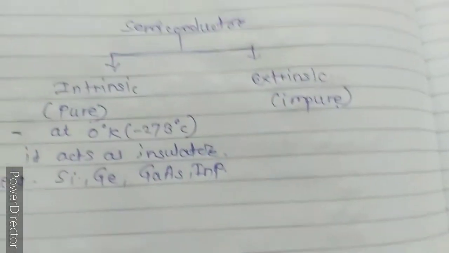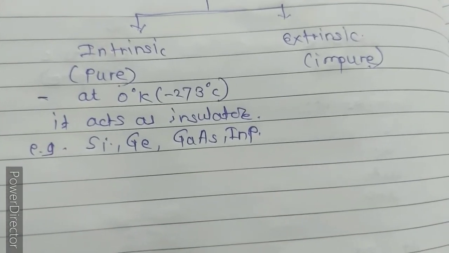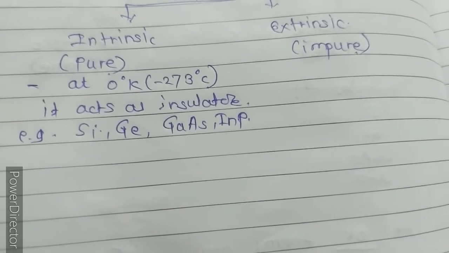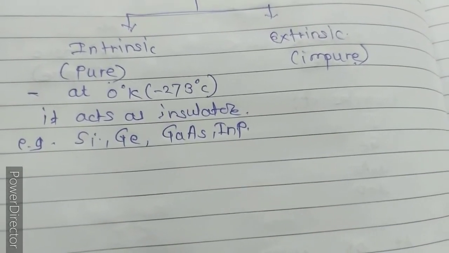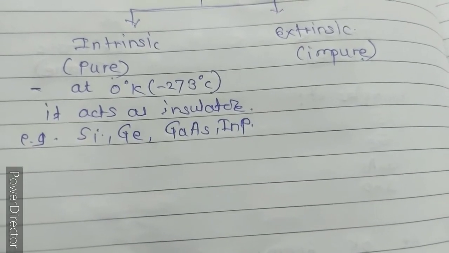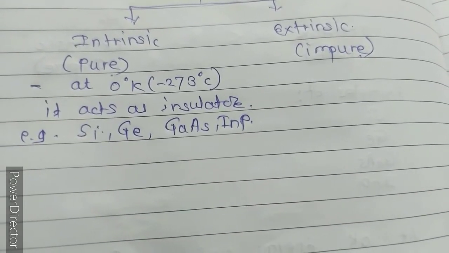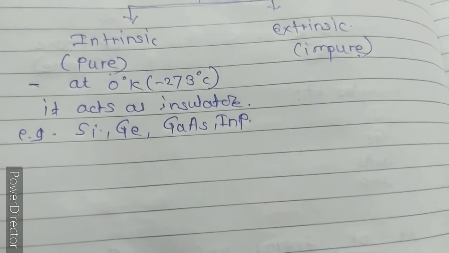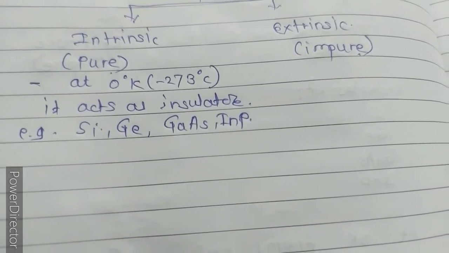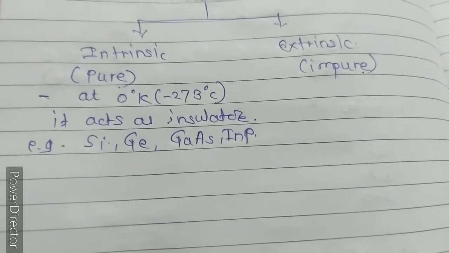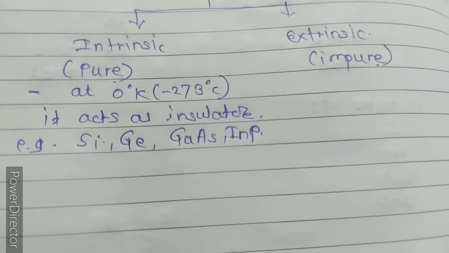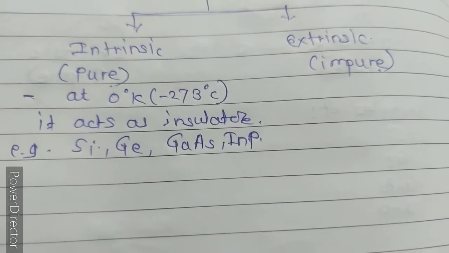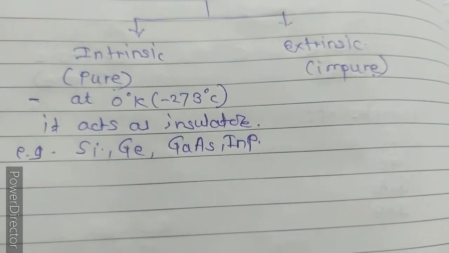In the last lecture we have seen that semiconductors have two types: intrinsic semiconductor and extrinsic semiconductor. Intrinsic means pure semiconductor and extrinsic means impure semiconductor. In pure semiconductors we have examples like silicon and germanium. That means a pure semiconductor does not have any mixing of materials, that's why it's called a pure semiconductor. And impure means two materials are mixed with each other, which creates the impure semiconductor.